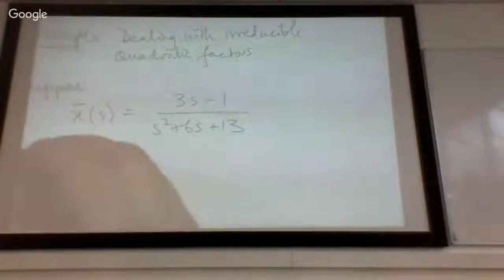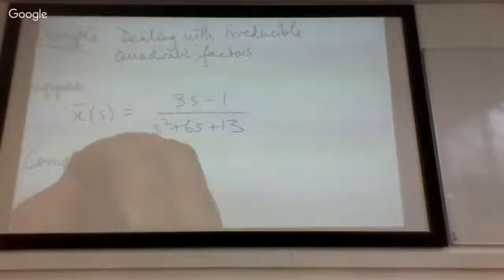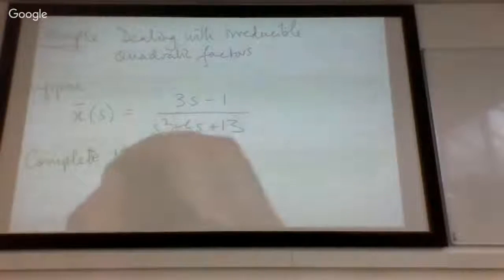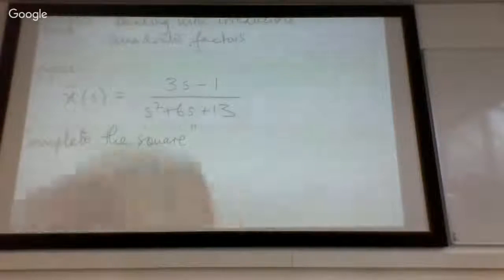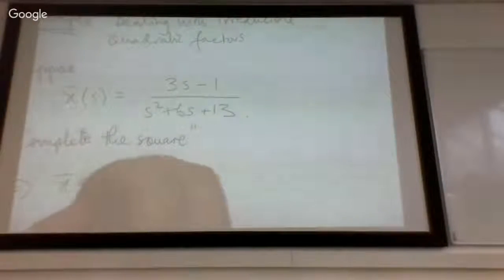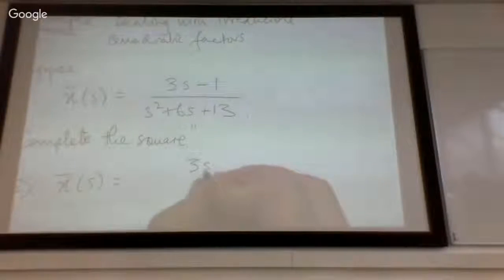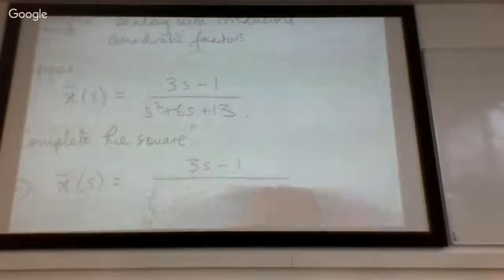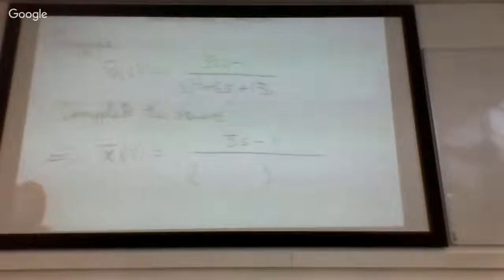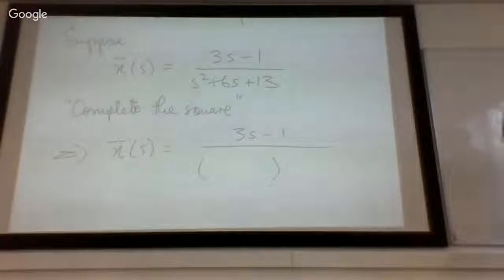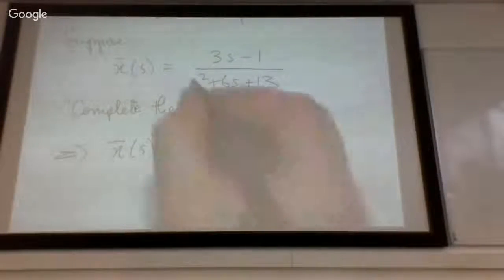So we have to rewrite our denominator in that form. So you complete the square in the denominator. So we're just getting an alternative expression for this. Completing the square means writing that s squared plus 6s plus 13 as a square plus or minus an adjusting constant. Well, it's going to be a square.